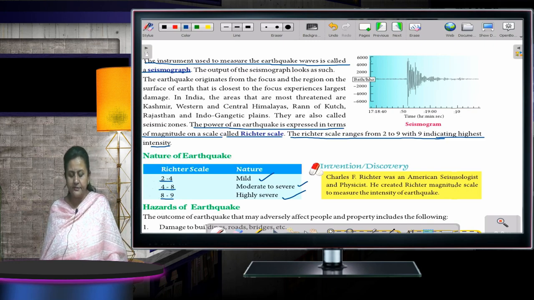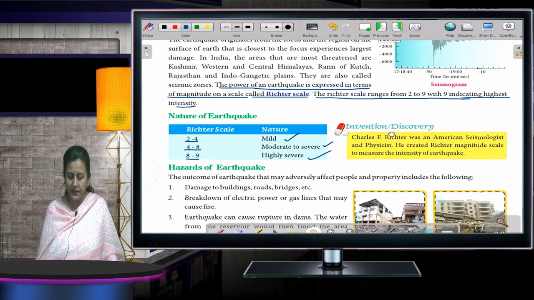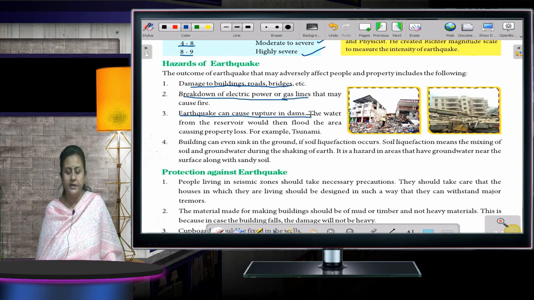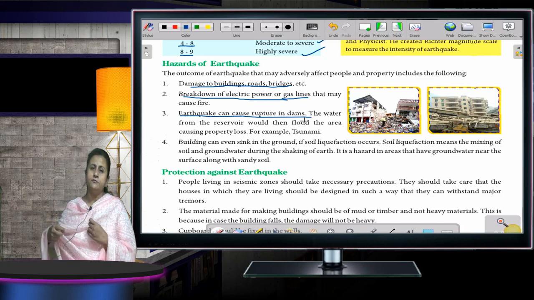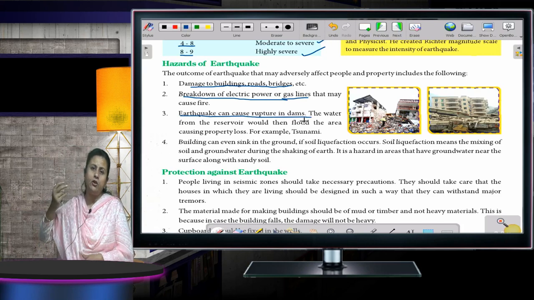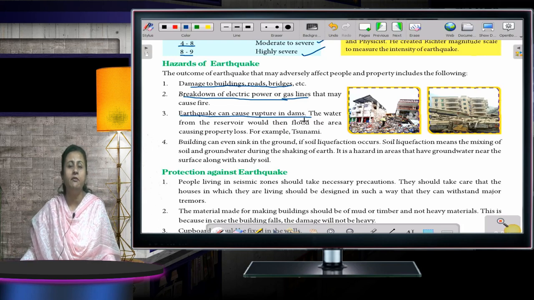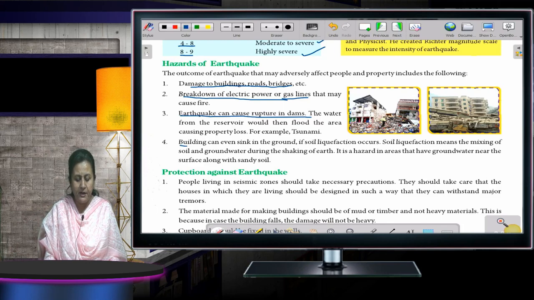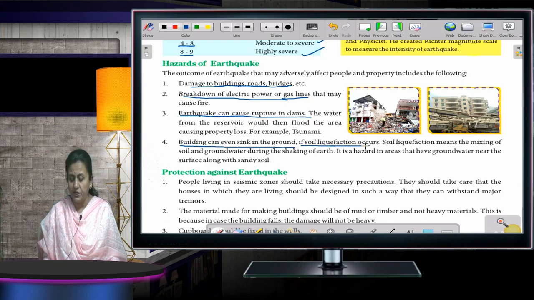Hazards of earthquakes now. What are the hazards? What happens after the earthquake? Damage to buildings and roads, breakdown of electric power or gas lines. Earthquakes can cause rupture in dams. Dams are there, you know what are dams? Dams are the places where a lot of water is saved and electricity is made. What happens? They get cracked. Buildings can even sink in the ground if soil liquefaction occurs.